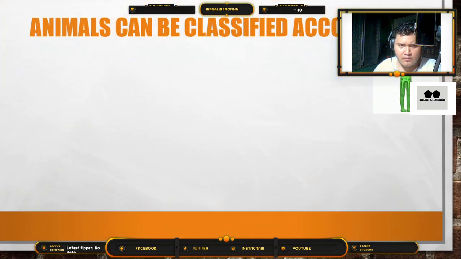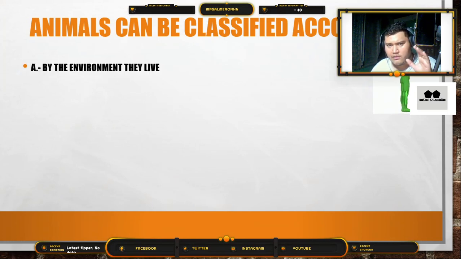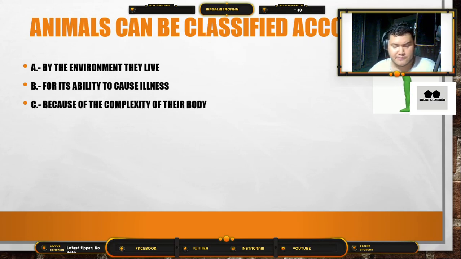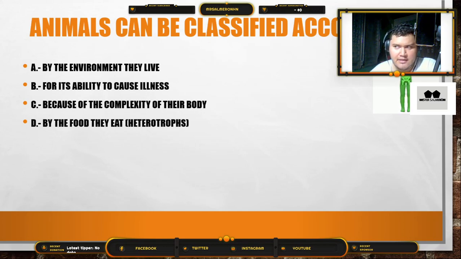So let's get started. The animals can be classified according to this classification that I'm going to give, right? And the book classifies like that, but remember the science, it's every day moving forward, and maybe in the future there are going to be new classifications or animals are going to be classified in new different kinds of elements. But now, actually, this year, this millennium, the animals are classified like this: by the environment they live in, for their ability to cause illness, because of the complexity of their body, by the food they eat. The animals are heterotrophs because for now, among the animals, we cannot find organisms that can produce their own food like the plants.